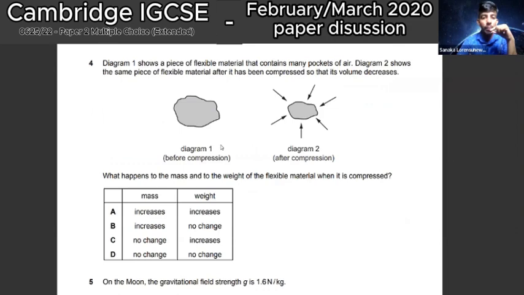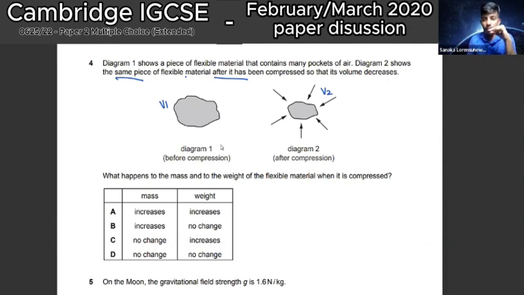Diagram 1 shows a piece of flexible material that contains many pockets of air. Diagram 2 shows the same piece of flexible material after it has been compressed. The same piece, then after compression. When compressed, the volume decreases. You see volume 1, V1, and this one is volume 2. Volume 2 is less than V1.